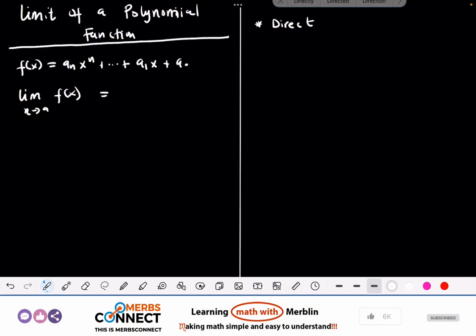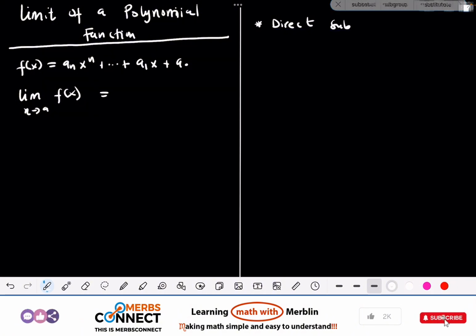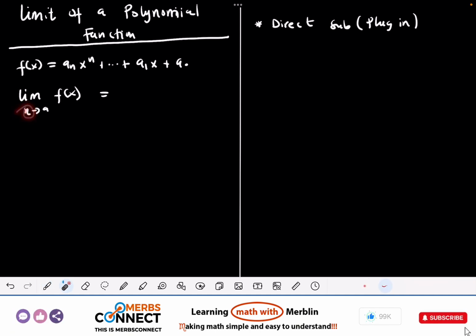Oh, it's very nice. So we just do direct substitution and we are done, right? We just do direct substitution and we are done. Or we can just say plug in. So anytime I want to work with a polynomial function and I'm taking the limit, I just plug in. So this is what I'm going to do. You see, I have my x here and x is approaching a. So I'm just going to plug into the function, which gives me f of a. So anytime you have a polynomial function, just do direct substitution.